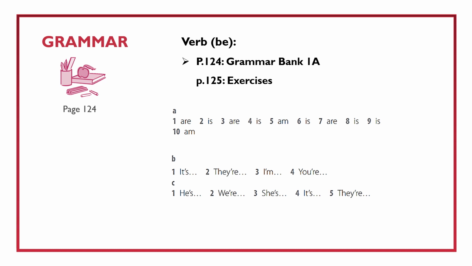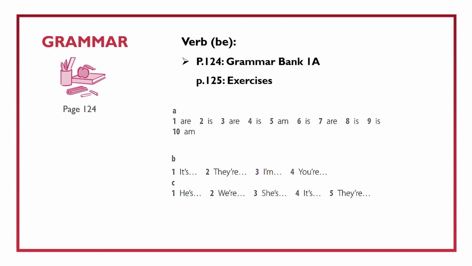So for the grammar lesson, please go to page 124, 1A, simple present verb be and subject pronouns. In the first part, we have the affirmative form examples. We have the full form and the contraction. Please pause this video and listen to track 1.4 and repeat the sentences.